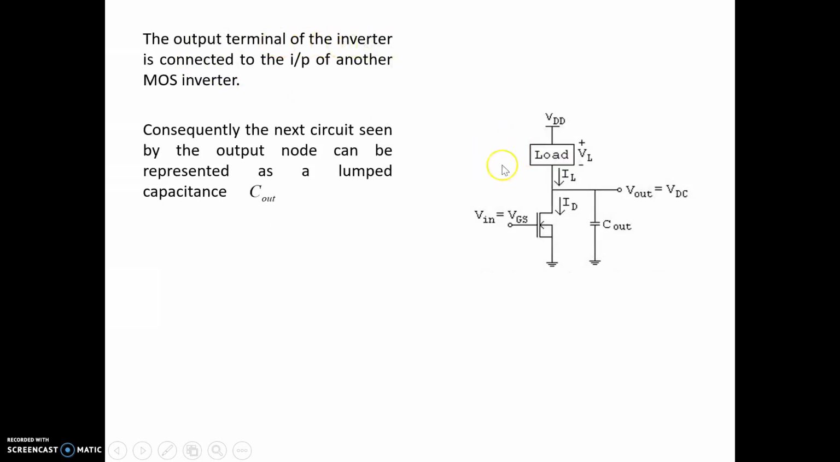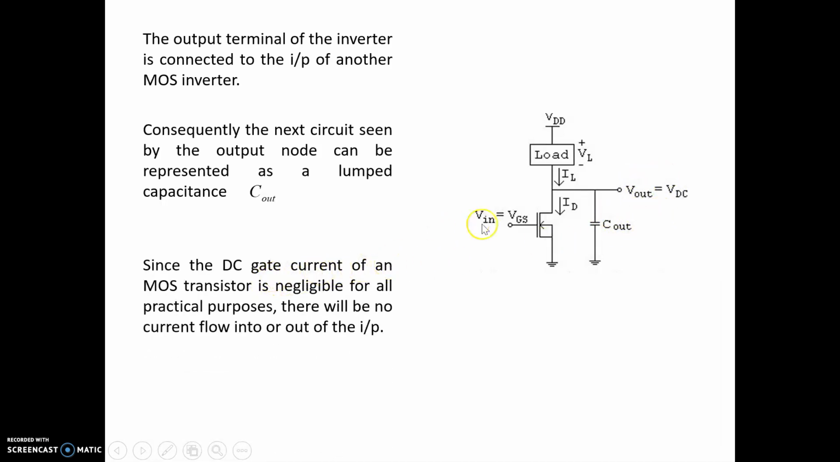The output terminal of the inverter is connected to the input of another MOS inverter. So consequently, the next circuit seen by the output node can be represented as a lumped capacitance. So this is the lumped capacitance due to the next inverter. Since the DC gate current of the MOS transistor is negligible for all practical purposes, there will be no current flow into or out of the input. We know in any MOSFET IG is equal to 0, so there will be no current flow into or out of the input.